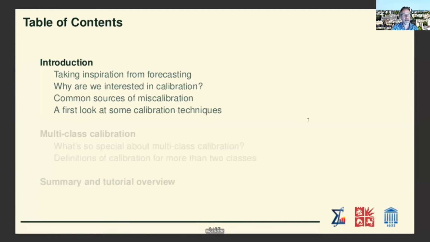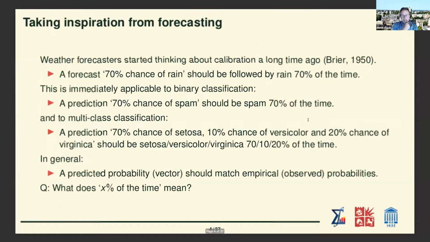Okay, introduction. So calibration is actually an old topic. It certainly predates me, and I'm an old man, so it almost certainly predates all of you. In particular, weather forecasters started thinking about calibration. So when the weather forecaster says 70% chance of rain, what exactly does that mean?